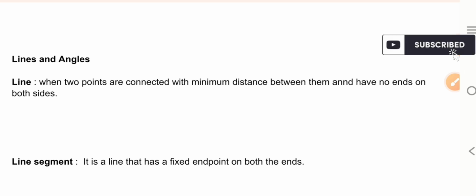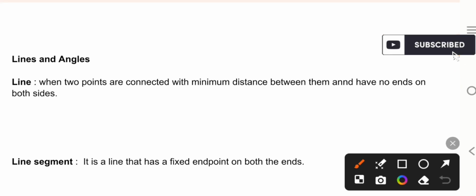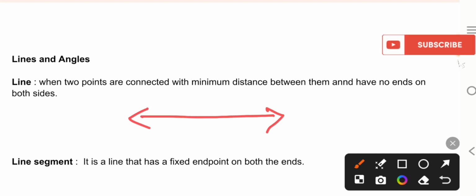This is 7th class mathematics, lines and angles. A line is when two points are connected with minimum distance between them and have no ends on both sides. So a line is represented as a straight line and extends infinitely on both sides.